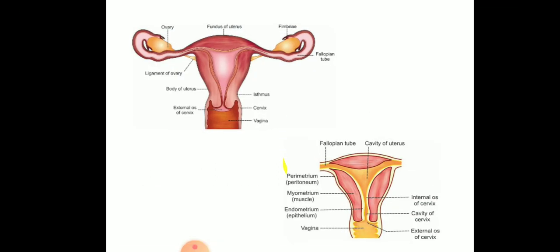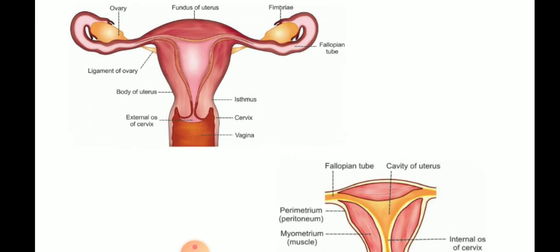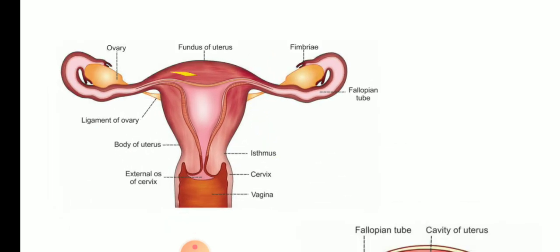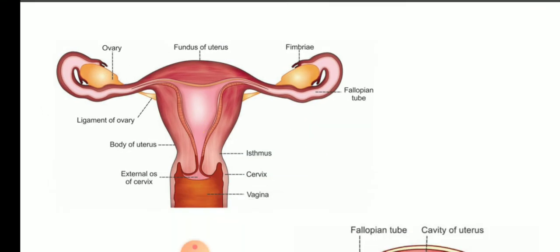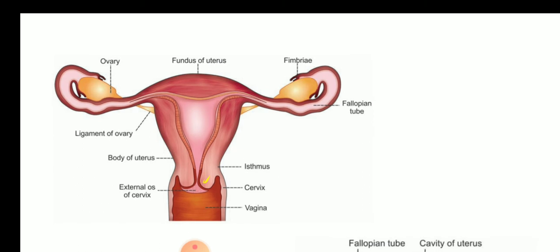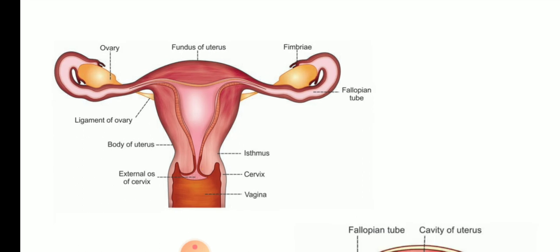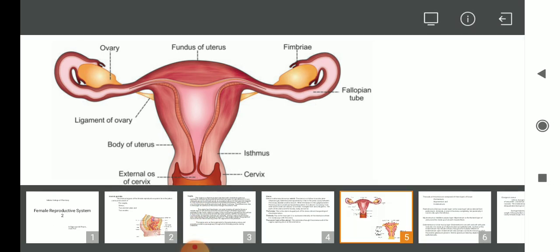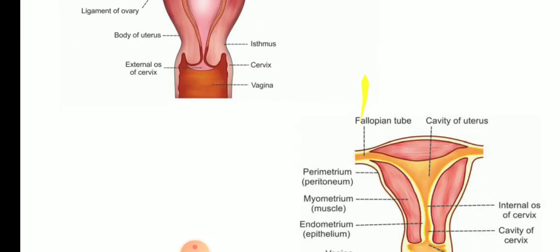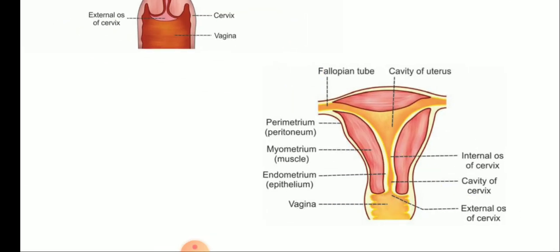Here you can see the body, fundus, and cervical region. The upper region is the fundus, and this yellow one is the body region. This is the cervical region, where it is inserted into the vagina. Above the fallopian tube it is called the fundus, below the fallopian tube it is called the body, and the lowermost part is called the cervix. This diagram shows the internal os and external os, along with the connection with the vagina and the layers of the uterus.